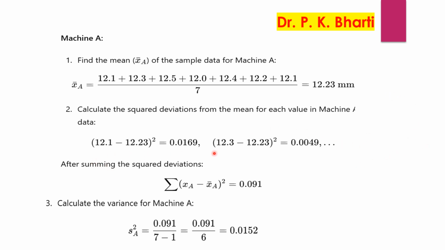If we add all these values, we get summation xa minus x bar whole square, and it comes to be 0.091. So this way we have calculated variance for sample data of machine A, that is SA square. It will be summation x minus x bar whole square upon n minus 1. So that is 0.091 upon 7 minus 1, and it will be 0.0152. So this way we have calculated the variance for the sample data of machine A.